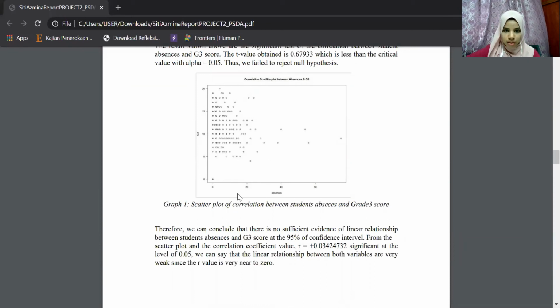From the scatter plot, the correlation coefficient value r is equal to positive 0.03424732, significant at the level of 0.05. From this, I can say that the linear relationship between both variables is very, very weak because the value of the correlation coefficient is very near to 0.